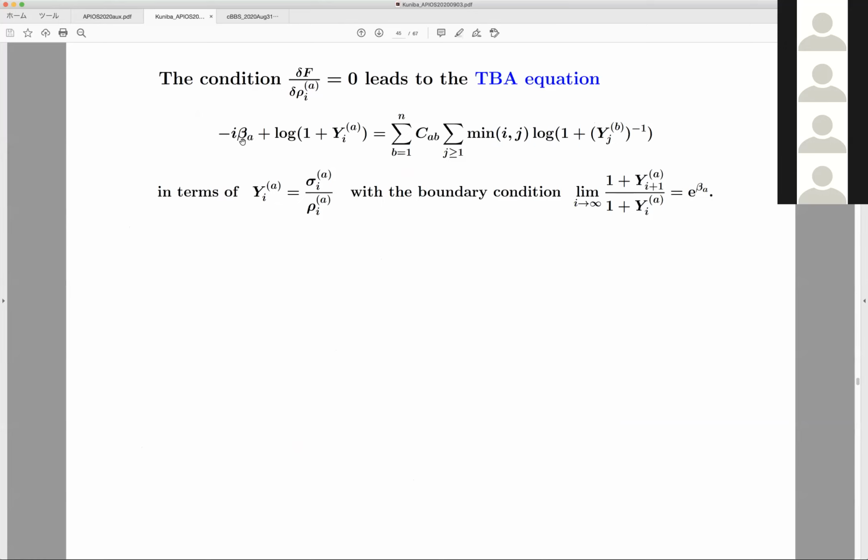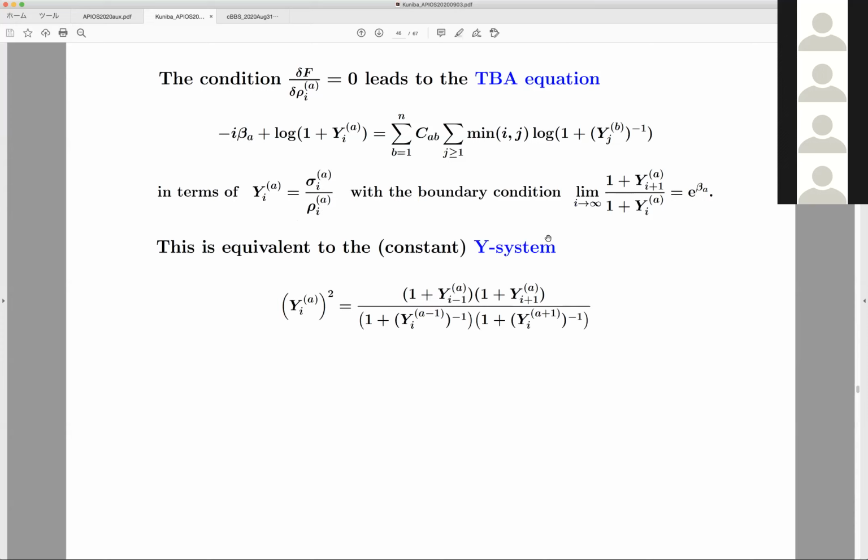This is a generalized temperature. And curiously, it is expressed only by using this combination, the ratio of the string and hole densities. This fact is rather well known for TBA kind of things. So I would call it a Y function, but anyway, with a boundary condition which takes into account this behavior like this. So the first task to find the most probable Young diagram is to solve this.